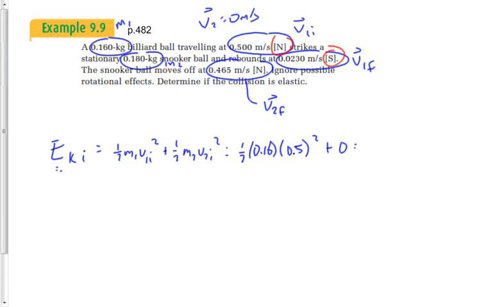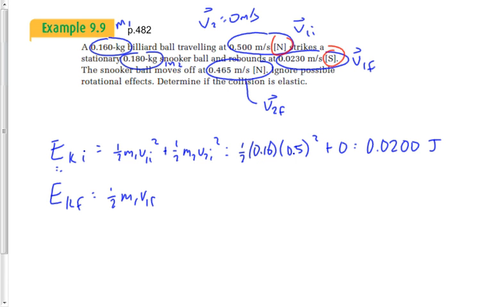The second object has 0 velocity before the collision, so we're just going to say it has 0 kinetic energy. 0.5 times 0.16 times 0.5 squared gives me 0.02. How many digits should that be rounded to? The number of digits is really important here. You'll see why in a minute. How many significant figures? 3. So 0.0200 joules. It's very important. Okay, let's get EKF.